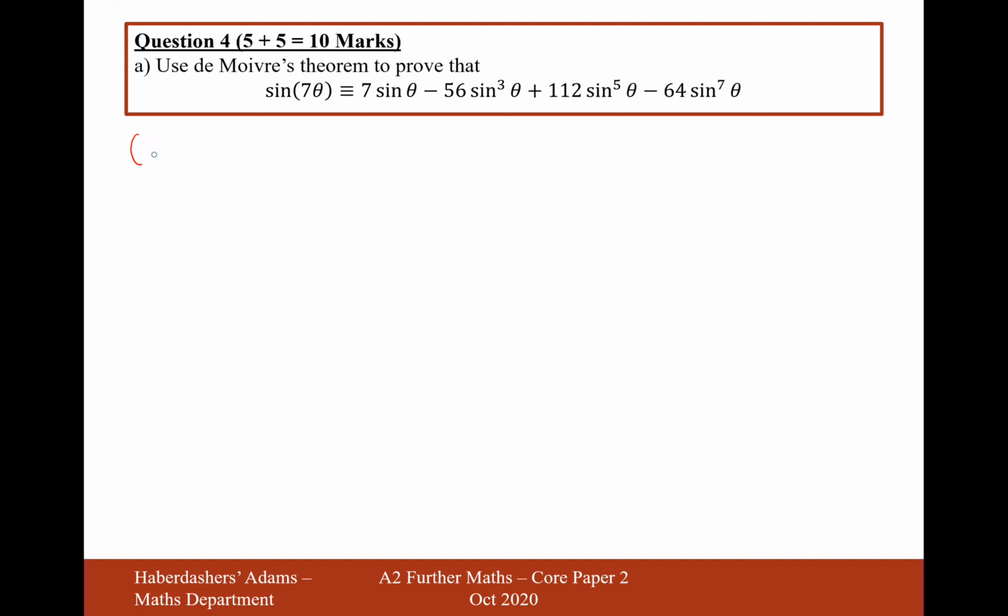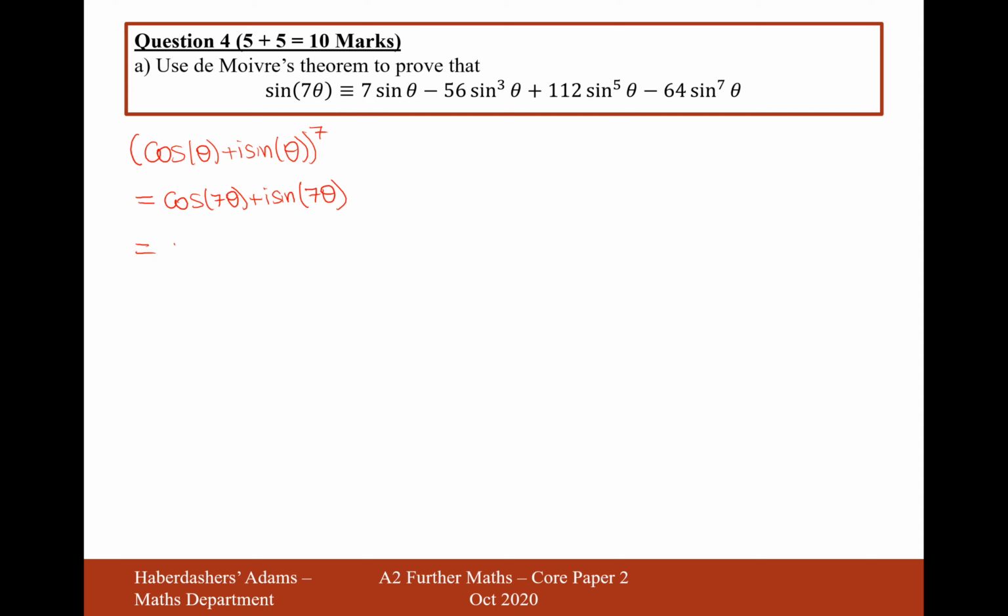Now what we're going to be doing here is expanding (cos theta + i sin theta) to the power of 7 in two different ways. The first way is by using de Moivre's theorem, so it's going to be cos 7 theta plus i sin 7 theta. We're also going to expand this expression using the binomial expansion.